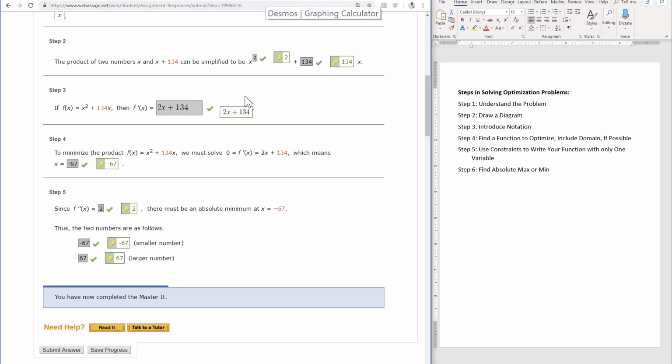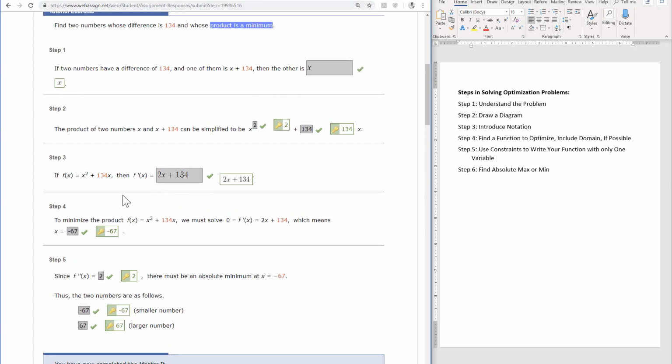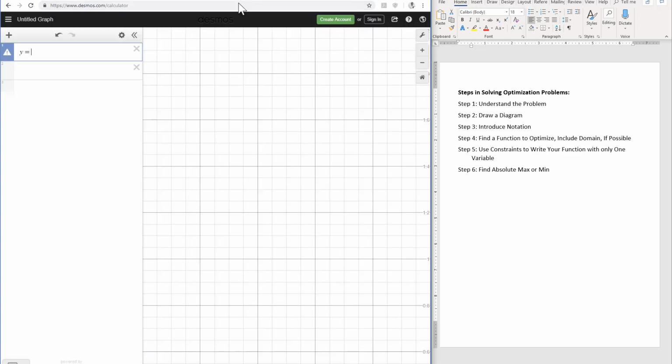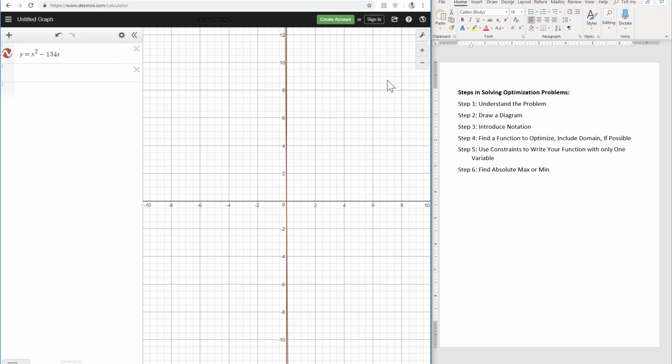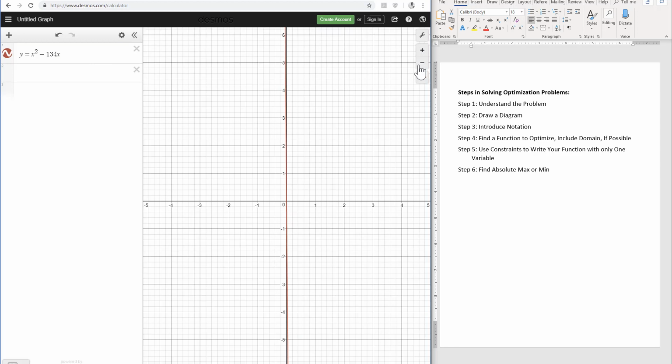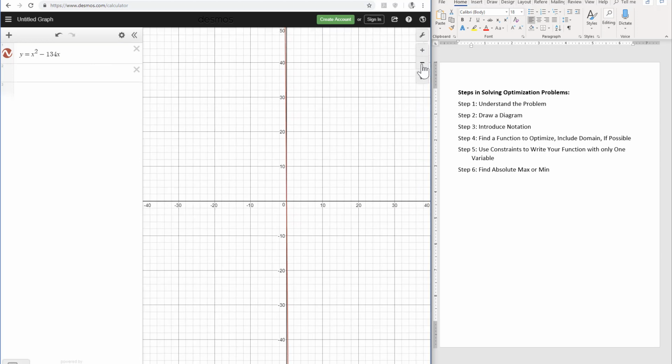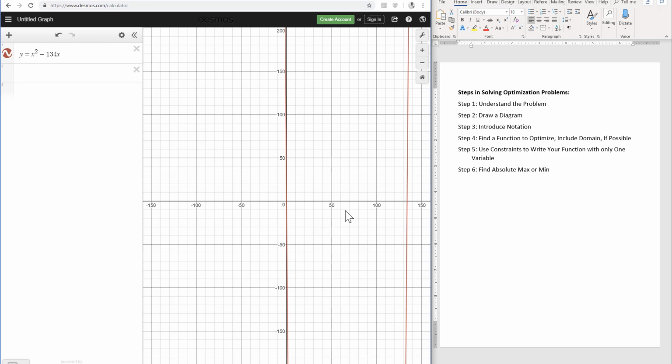Let's take a quick look at the graph of this. The function that we came up with is x squared minus 134x. This is the function that we're minimizing. So this is our graph. Let's zoom out a little bit and see if we can find out what's really happening.